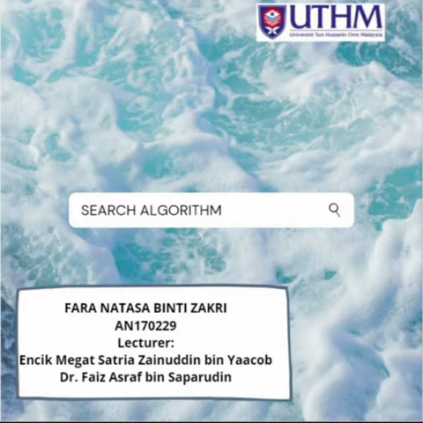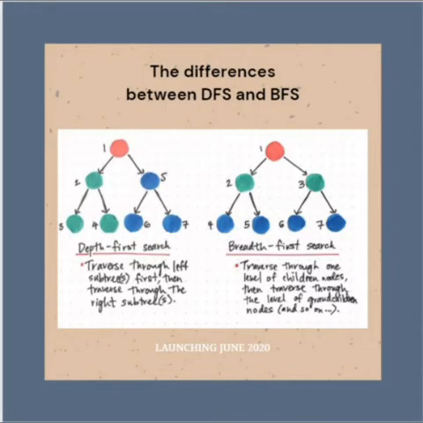Today I will explain about the water jug solution. But before we go through the water jug solution, I will explain about the differences between the breadth first search and the depth first search. The DFS, which is depth first search, traverses through the left and to the right, while the BFS traverses through one level of children nodes and then traverses to the levels of grandchildren nodes and so on. Now we move to the next problem statement.